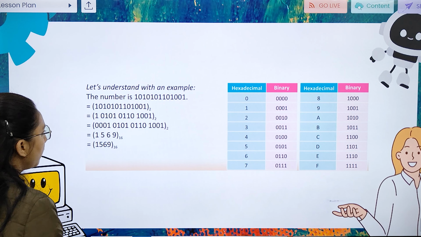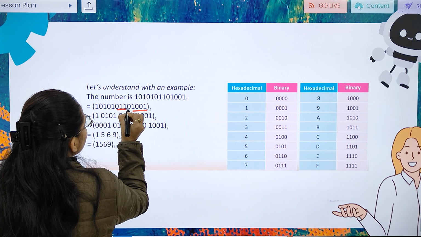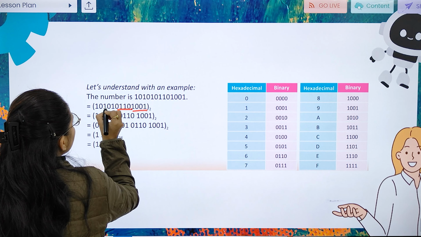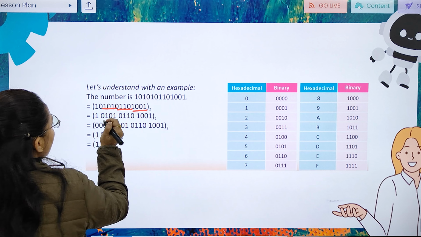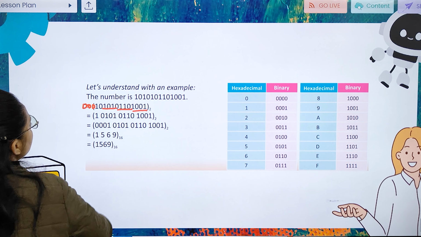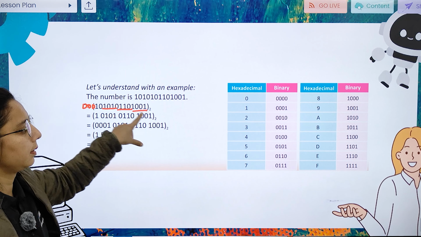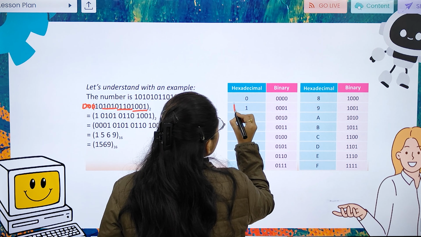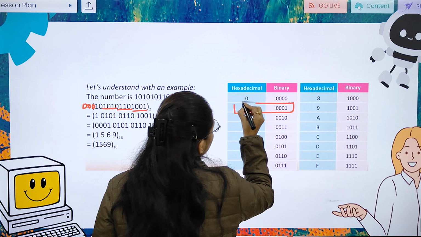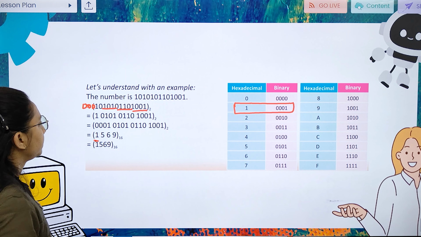Now let's make the groups of 4. Like we have made this, this, this. And in front of this you will write 1, 2, 3, 0. First you see 0, 0, 0, 1. Where is it? It is in this 1. So your answer will be 1. It is written over here.